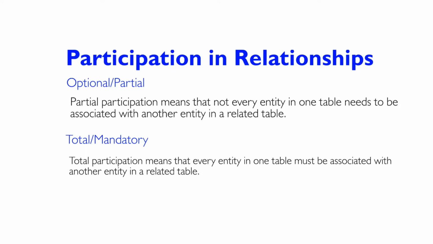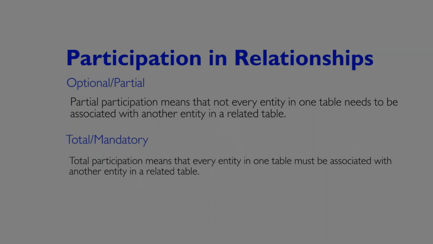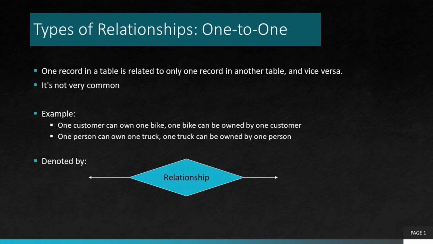So now let's backtrack a little and look at the one-to-one relationship. In a one-to-one relationship, one record in a table is related to only one record in another table, and vice versa. Now, this is not very common in databases due to its limited use cases. For example, a table containing employee information might have a one-to-one relationship with a table storing sensitive personal details.